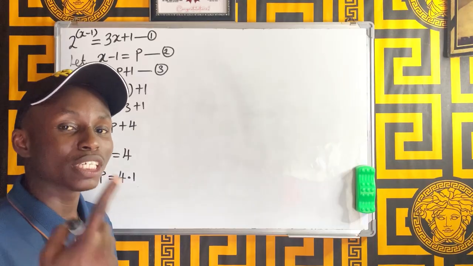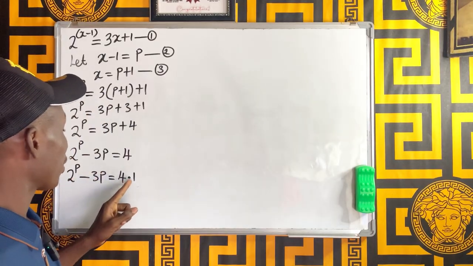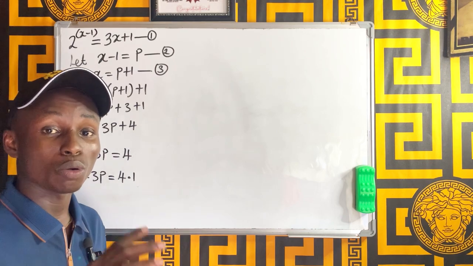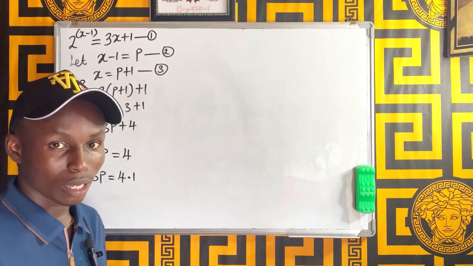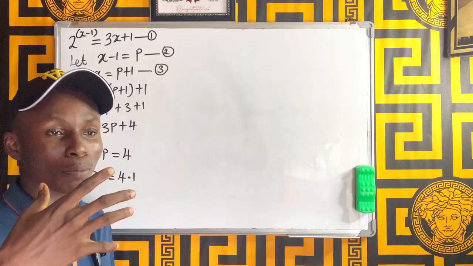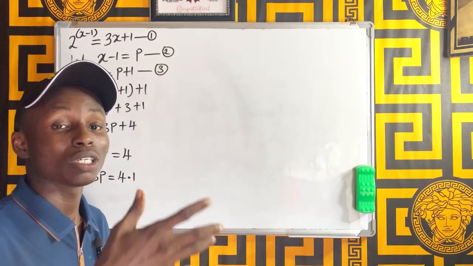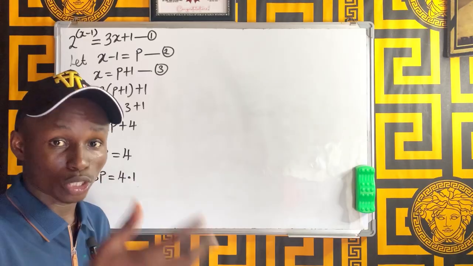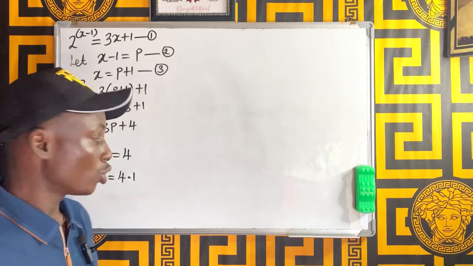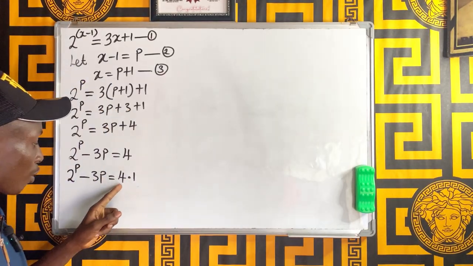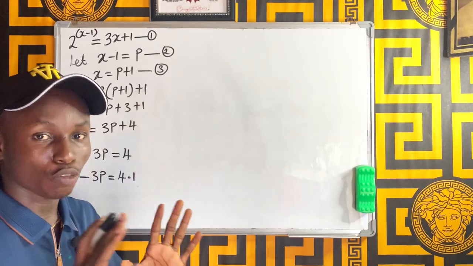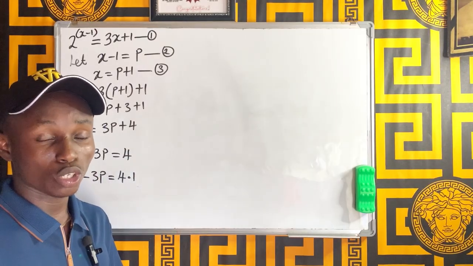The reason why I'm using 4 multiplied by 1 is because I have told you earlier that this question is based on manipulation. Manipulation is always given direction by a given question, because if you don't do any manipulation, that question cannot be solved. So that is the reason why we are using 4 times 1, and nothing changed, because 4 times 1 is 4.